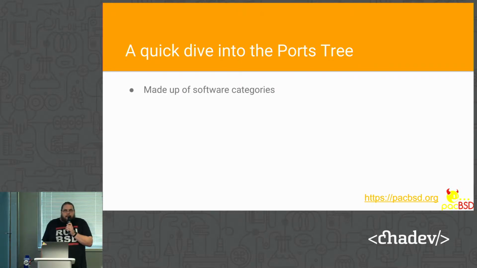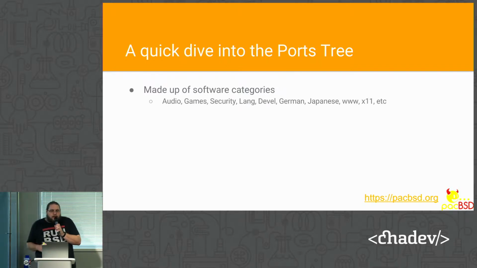What about the other side, ports trees? So ports trees are made up of categories. You would have audio or game, security, lang, which is actually programming languages, not actual people languages. And then you have a devel category, which is development libraries and things like that. And then you have your actual languages like German, Japanese, or Korean. And then www for things web-based, or x11 for Xorg and its dependencies.